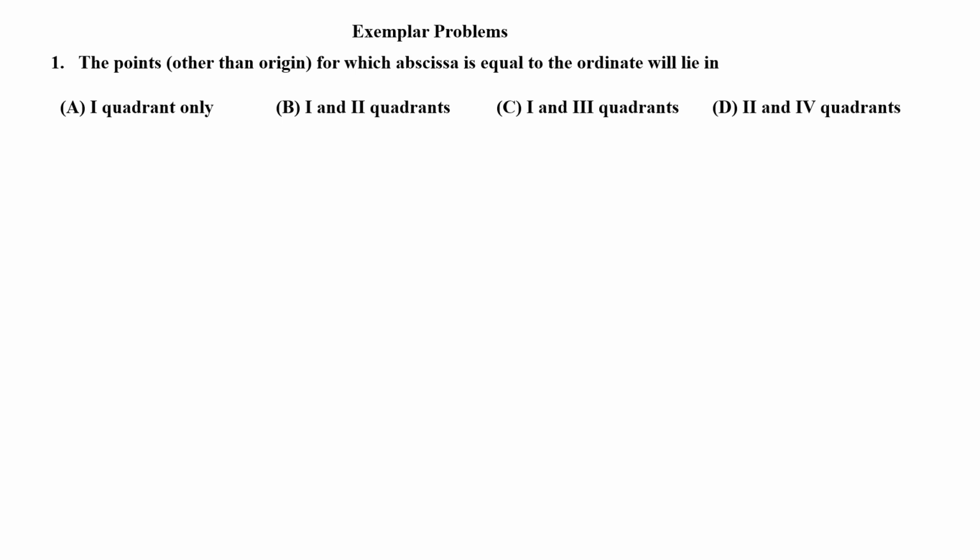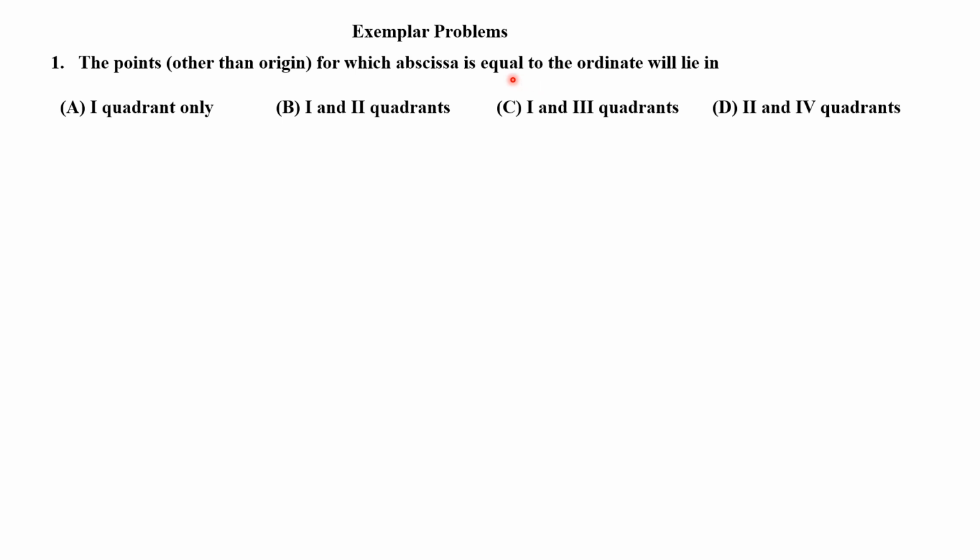Now I am going to solve a few exemplar problems. So the question number 1 is: the points other than origin for which abscissa is equal to ordinate will lie in. Now first try to understand the meaning of this. Abscissa is equal to ordinate. Abscissa means x coordinate. Ordinate means y coordinate. So you can see x and y coordinate both are the same.